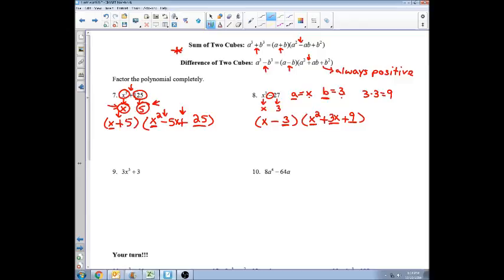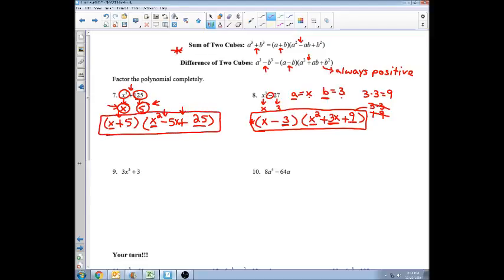Now, after I have these parentheses filled, I want to make sure I cannot factor it any further. Well, x minus 3, this first set of parentheses, there is nothing more I can do with x minus 3. In the second set of parentheses, I want to see if I can multiply anything to 9 that would add to this 3, right? Well, 3 times 3 will not add to 3, and 1 times 9 will not add to 3, so I cannot factor that any further. This will be my answer, and I am done. Just like in the first problem, this was my answer, so I am done.